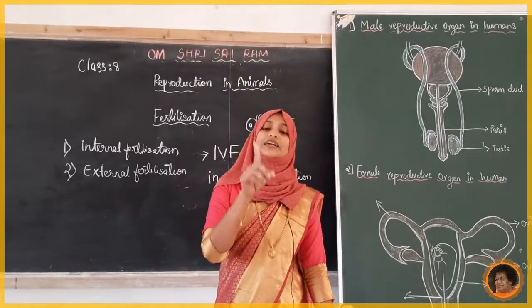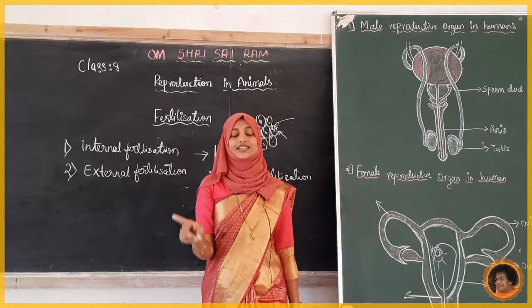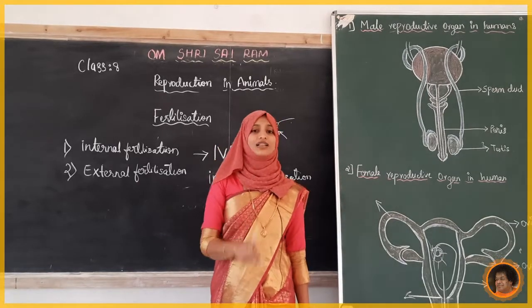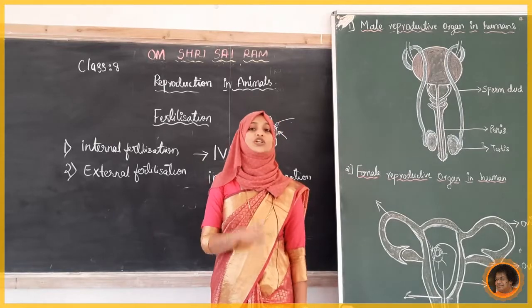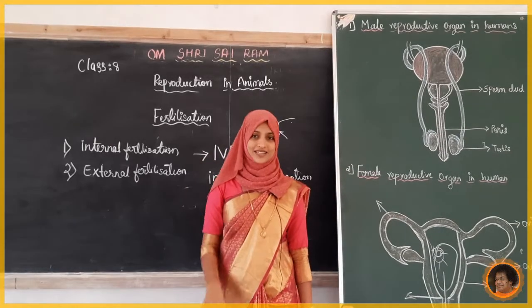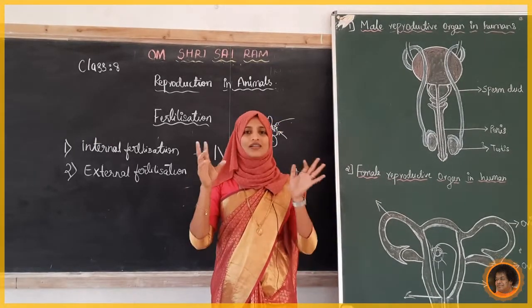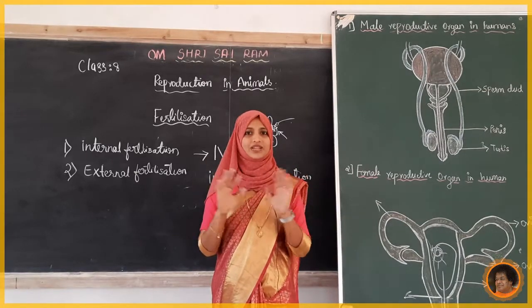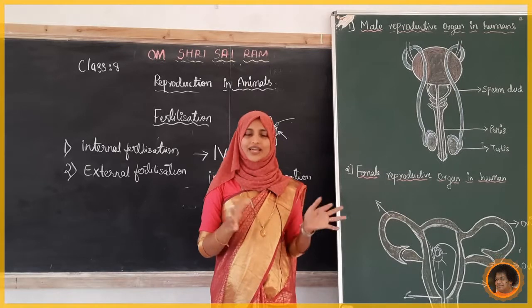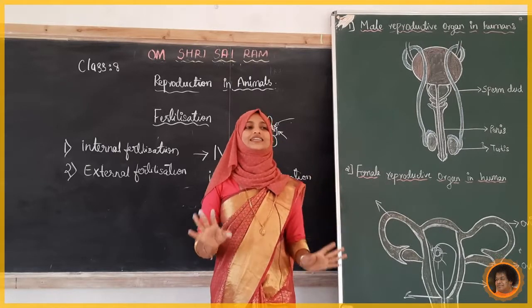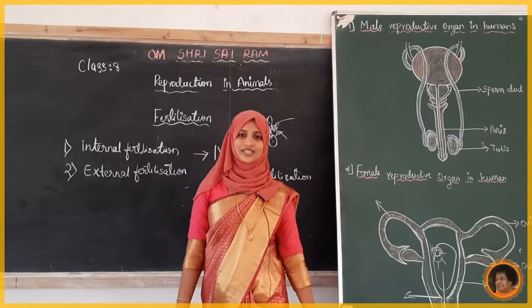The development takes place externally, in the external environment, but the fertilization, zygote formation, and embryo formation all take place inside. So both the gametes, the sperm and the ovum, fuse inside the body itself. So that is also an example of internal fertilization.